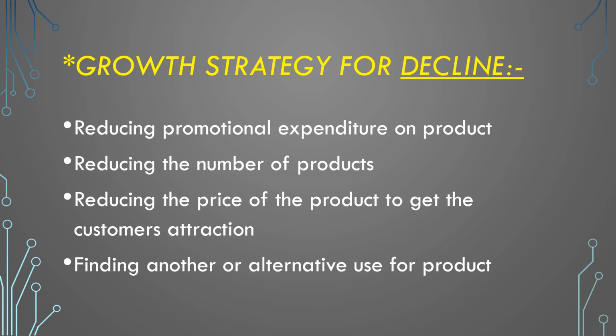Growth strategy for the decline stage: by reducing promotional expenditure on the products, by reducing the number of distribution outlets that sell them, by implementing price cuts to get the customer to buy the product, by finding another or alternative use for the product, by maintaining the product and waiting for competitors to withdraw from the market first, by harvesting the product or service before discontinuing it. So these are the different stages of the enterprise life cycle.